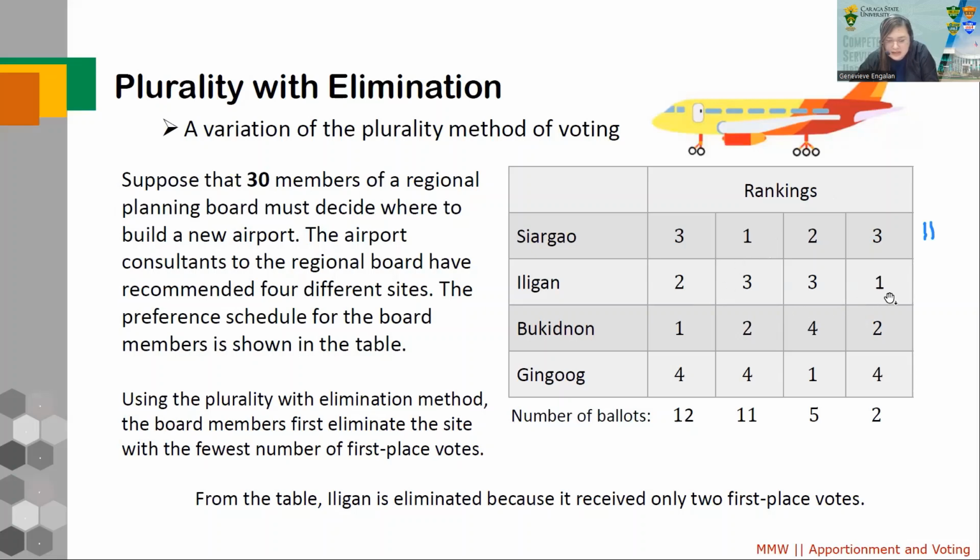Kay si Iligan. Ari kay Iligan no nga 1. Pila ka buok ang nag-vote? Duha, ma'am. Duha. Sunod si Bukidnon. Na dire. No? Si Bukidnon is gi-vote og number 1 sa pila ka buok member? 12, ma'am. Yeah. Sunod, si Hingoog is pila ka buok ang nag-vote sa iya og number 1? 5, ma'am. Okay. Five. So, ma'am, kinsa ang i-eliminate?